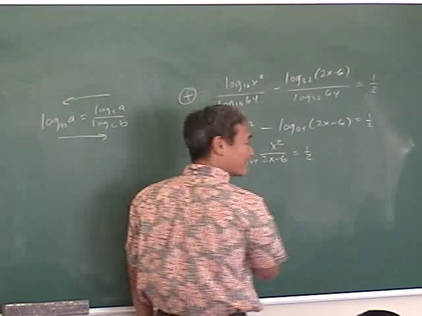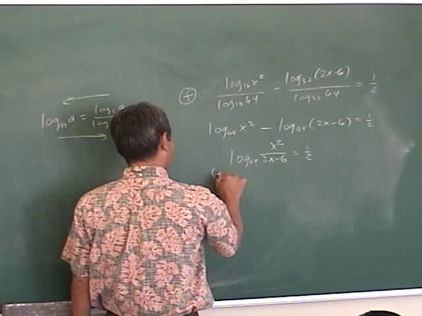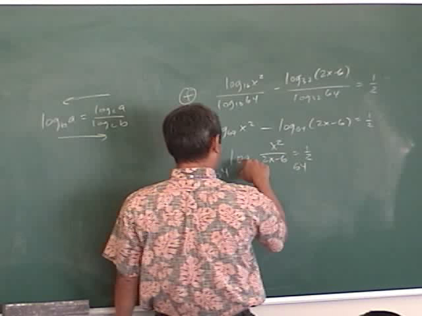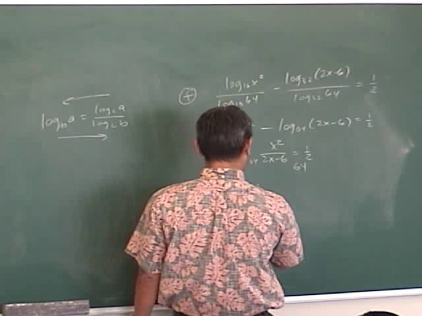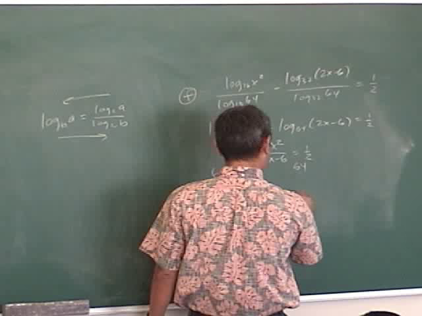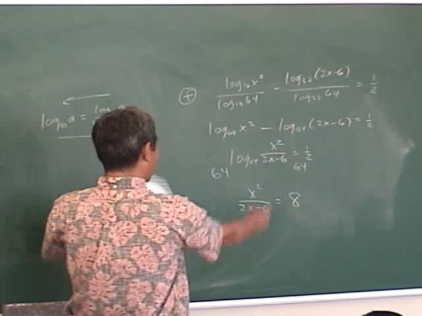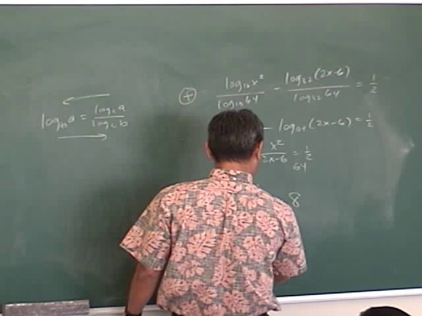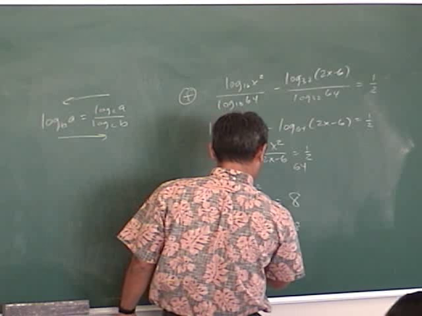How do I get rid of a log base 64? You 64 it. 64 to the log base 64 of anything is that thing. 64 to the 1/2 is 8. And then come on, this is algebra 1. Cross multiply. 16x minus 48. So x squared minus 16x plus 48.